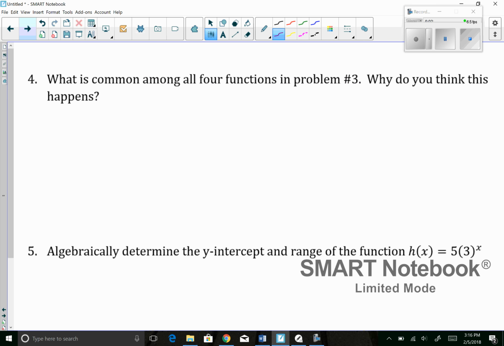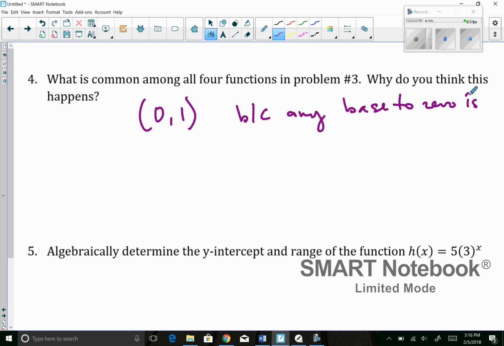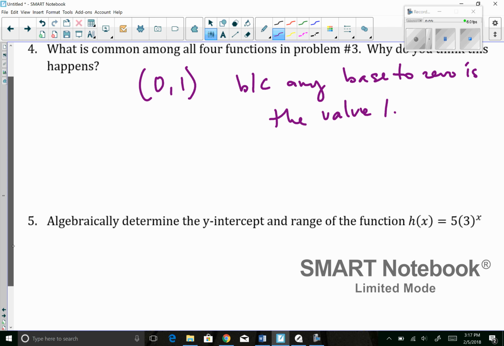Number 4, what is common among all 4 functions in problem number 3? Why do you think this happens? The y-intercept is 0, 1, and the reason is because any base to 0 is the value 1. All right, so if I did 3 to the 0, 5 to the 0, 10 to the 0, they're all going to give me 1.